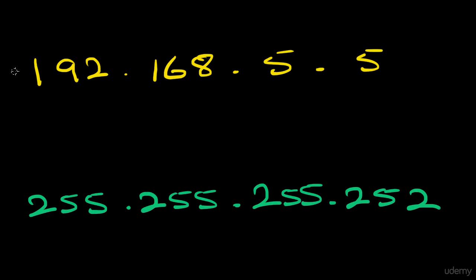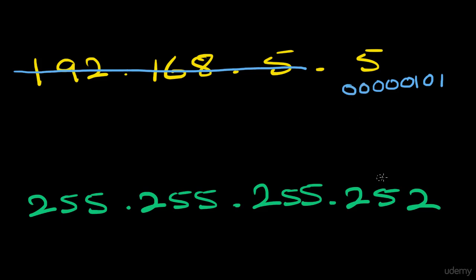255.255.255 is covering the first 3 octets. 252 is covering part of the 4th octet. 5 in binary is 1, 0, 1. This is 1, 2, 4. 4 plus 1 is 5. And then we just have 5 zeros in the front of it to pad it out to make 8 bits, 1, 2, 3, 4, 5. That's 5 in binary.